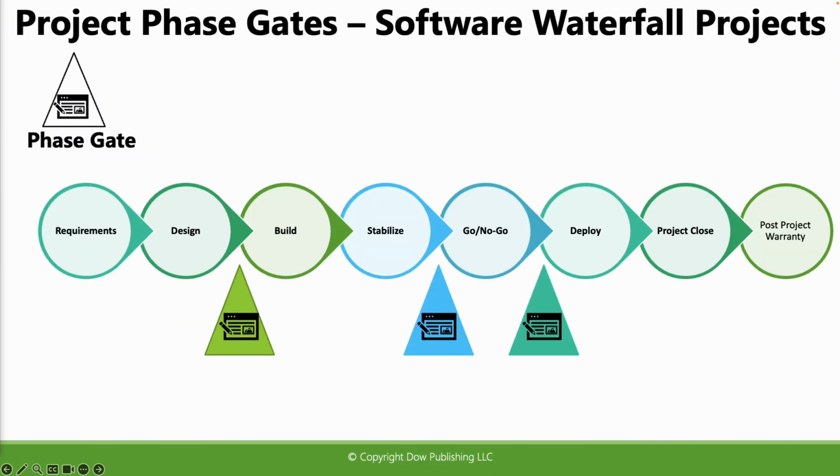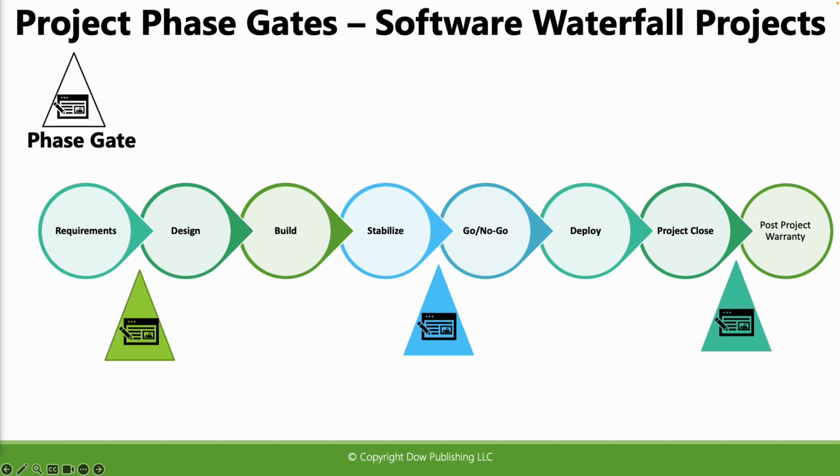So here is a typical software waterfall project. And here are the typical phases: requirements, design, build, and I'll give you a minute to look at those. Okay, now for this process, I put a phase gate after design, after stabilize, and after go, no go. Are they right or wrong? Nope, can't tell you that. What I can tell you is these are the typical phases, and in this example, I put these three.